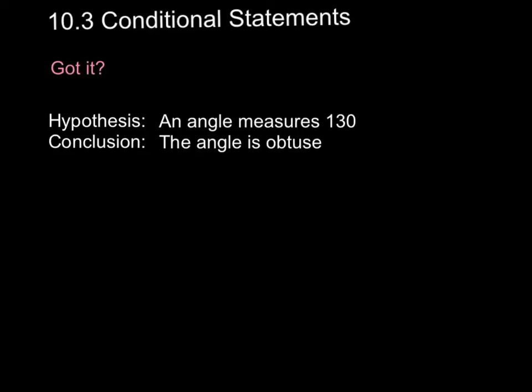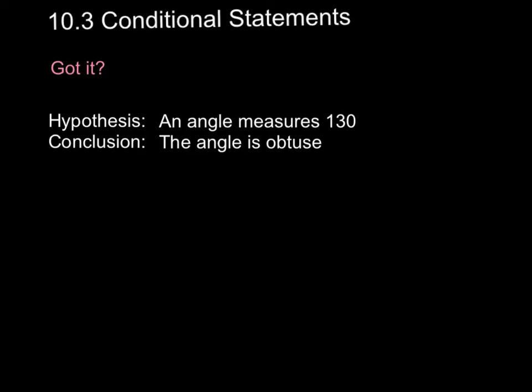The hypothesis is the part P, or the if part. The conclusion is the part Q, or the then part. So if we look at the got it problem on page 607, it says that we have to first identify the hypothesis and conclusion. The conditional is, if an angle measures 130 degrees, then the angle is obtuse. Well, the hypothesis is your P or if part. So the hypothesis would be that an angle measures 130 degrees, and then the conclusion would be that the angle is obtuse.